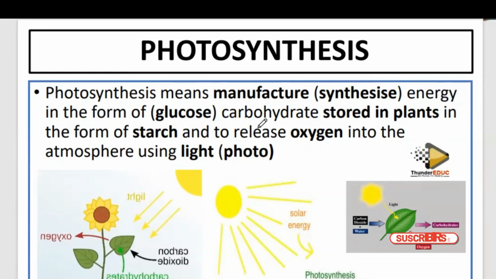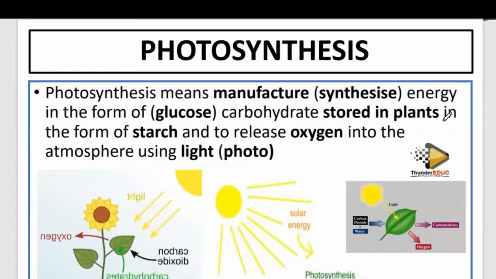Of carbohydrates. We will understand the difference between glucose and carbohydrates stored in plants. When you say glucose, it means glucose is an example of a carbohydrate. Carbohydrates are energy giving foods, and they are basically produced from the plants. So glucose is an example of a carbohydrate.